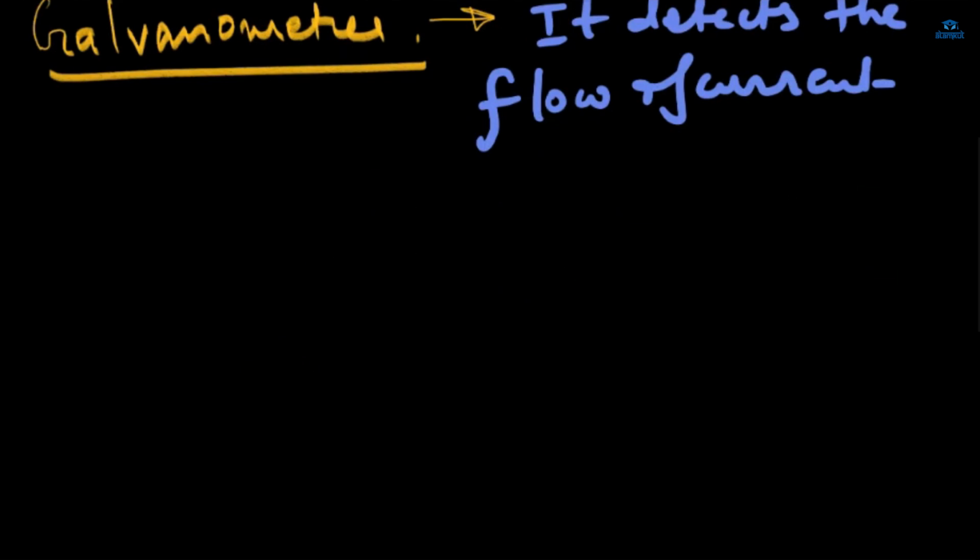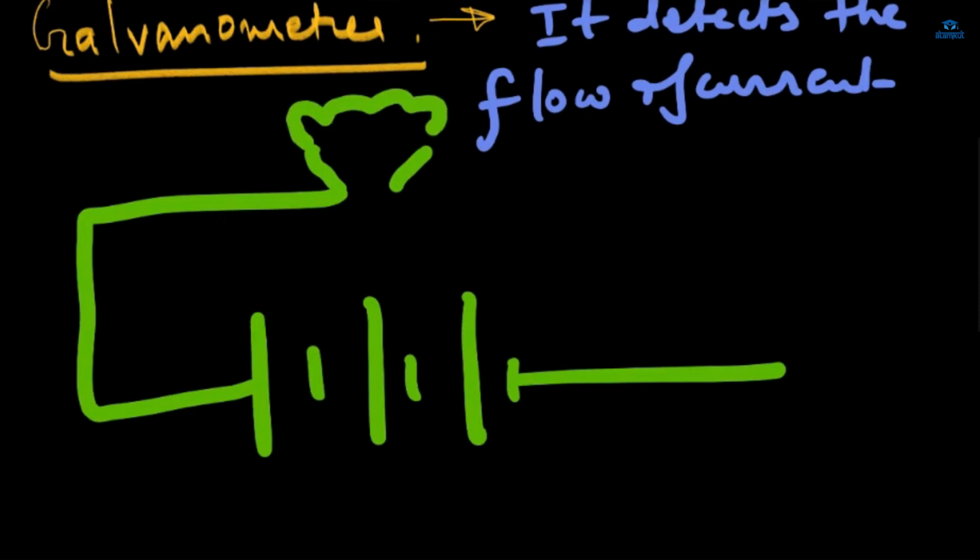See, the flow of current is always from higher potential to lower potential, right? This is the battery, this is the bulb. Okay, and what else is there?